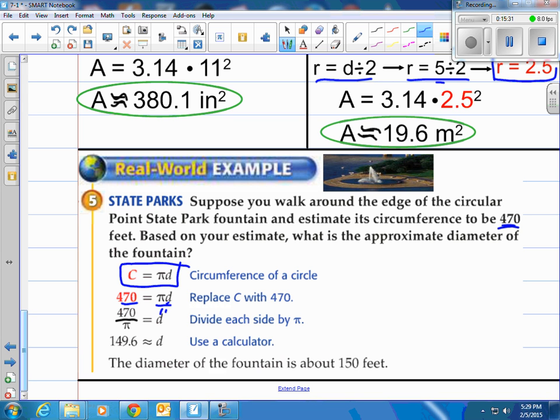You divide by pi. And when you do that, you've got to do it to both sides, and notice that's what we do on the other side. These cancel down, and you'll end up with D. On the left side, you take 470, you divide by pi. And when you do that, you get 149.6. So you would say that the diameter of the fountain is about 149.6 feet, or 150 feet in this case that I used here.